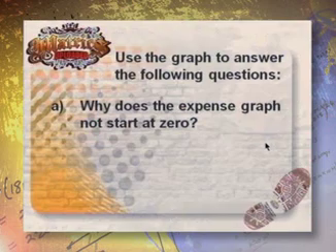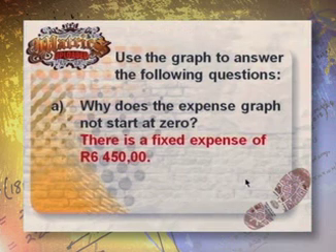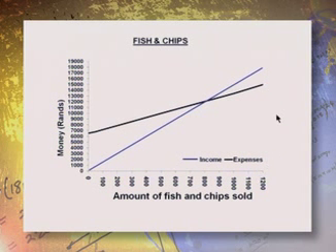So let's look at some questions on this. Use the graph to answer the following questions. Why does the expenses graph not start at 0? Because there's a starting expense when you start a business. There's a fixed expense of 6,450. That's a given.